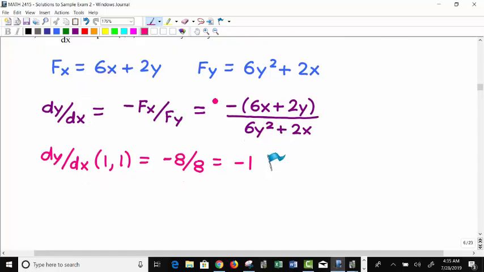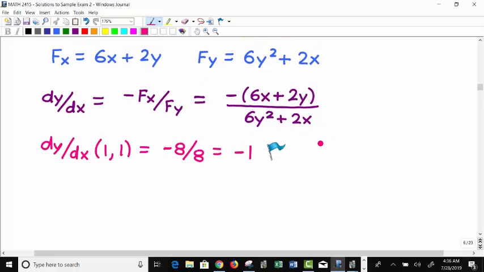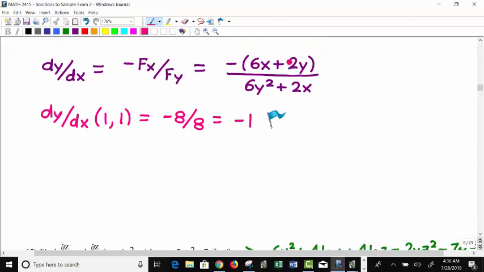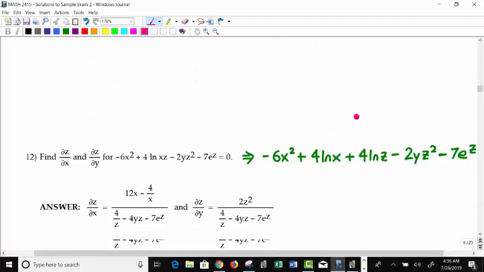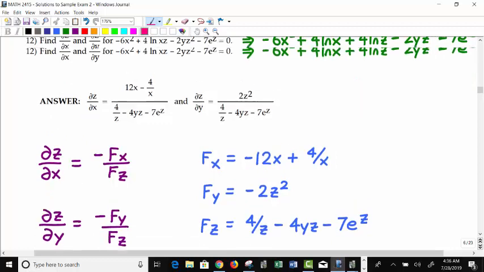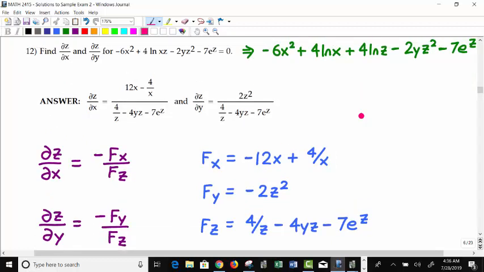So you have to take the negative of 6x plus 2y over the fy, which is 6y squared plus 2x. And you could distribute the negative, but I just plug the numbers in first. They're both 1s, so 6 plus 2 will be 8, so it makes it negative 8. And then 6 plus 2 on bottom, of course, is positive 8, so we have negative 8 divided by 8, which is negative 1. So now we have a zx and a zy partial.